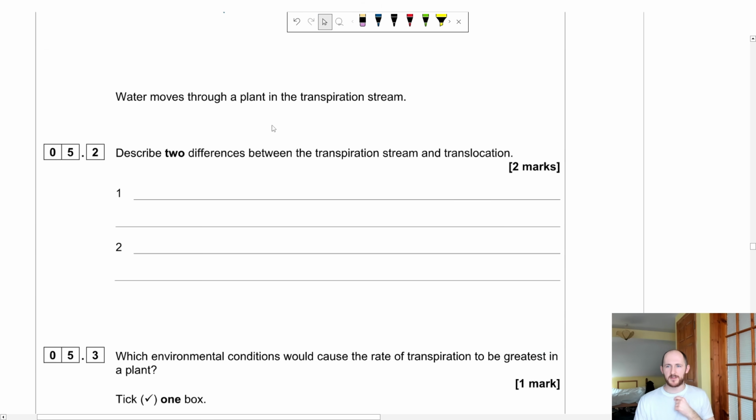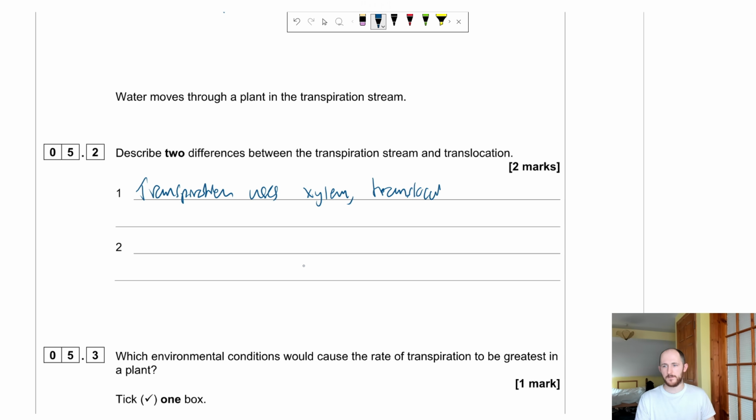Sorry. Water moves through a plant in the transpiration stream. Describe 2 differences between the transpiration stream and translocation. Okay, well, the first one is transpiration is xylem, translocation is phloem. So transpiration uses xylem, translocation uses phloem. That's one difference.